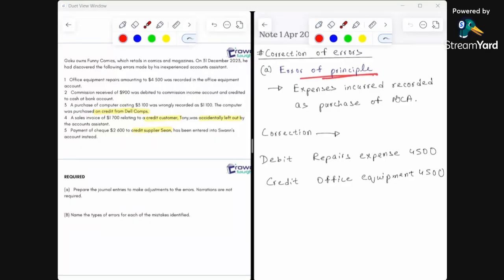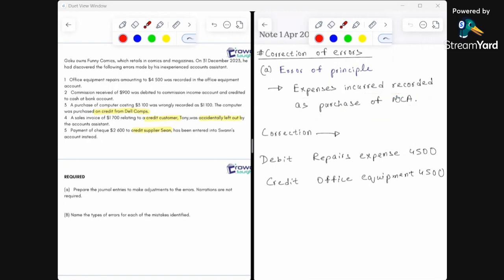The key word here is principle because the error is mainly in the fundamentals, which is the category where the expense incurred has been wrongly treated as the purchase of a non-current asset. Okay? So we call this an error of principle because expenses incurred have been recorded as the purchase of non-current asset. All right? So anytime when you will see there's a mistake which has different categories involved, you will know straight away that it is an error of principle. Okay? Now, how do we correct this error?